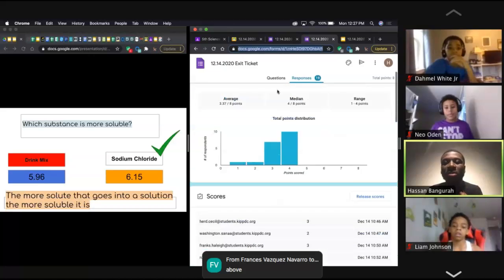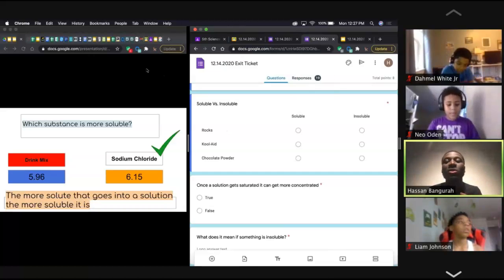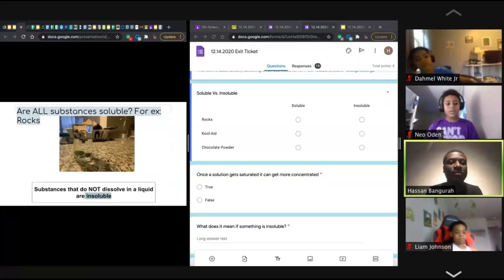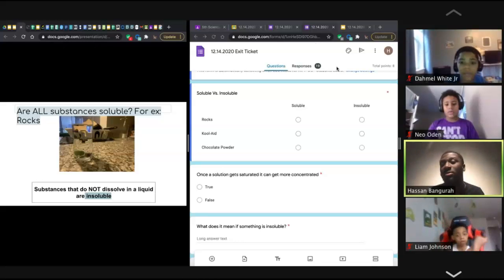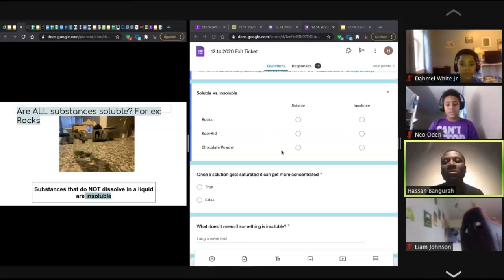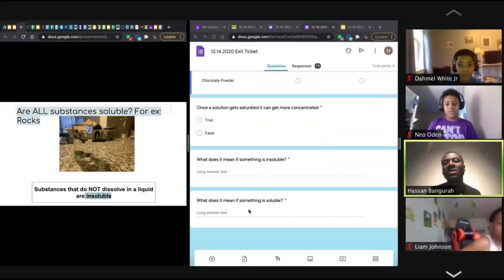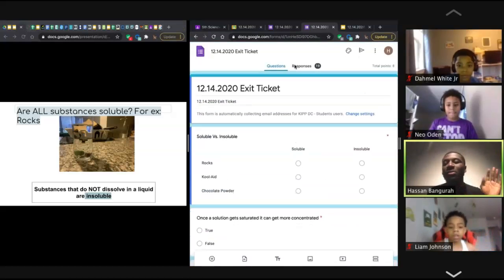It should look a little something like this. Okay. For question number 1, we didn't get a chance to go over insoluble. Sorry about that. But insoluble is when something does not dissolve. So like rocks. Do rocks dissolve in water? No. So that would be insoluble. All right. So I gave you number 1. So go ahead and tell me these 2. What does it mean if something is insoluble, and if something is soluble? Go ahead and complete that.